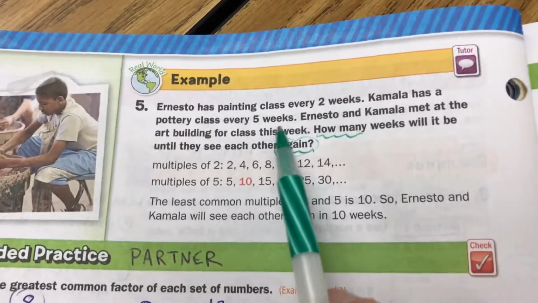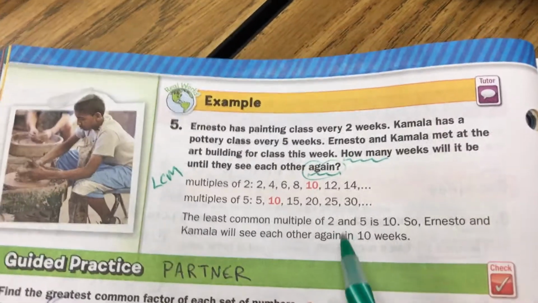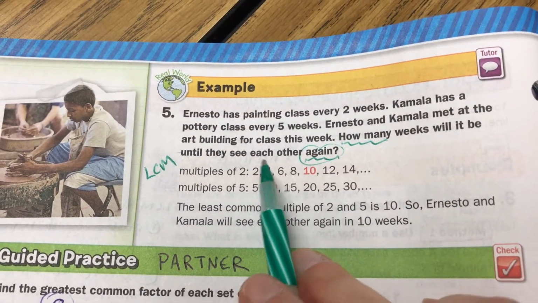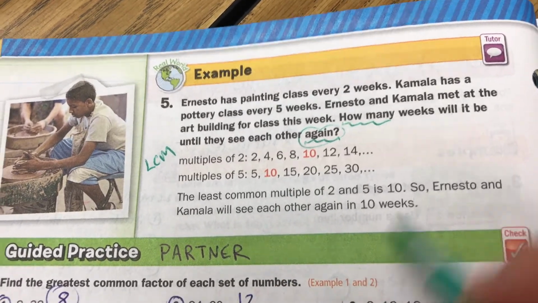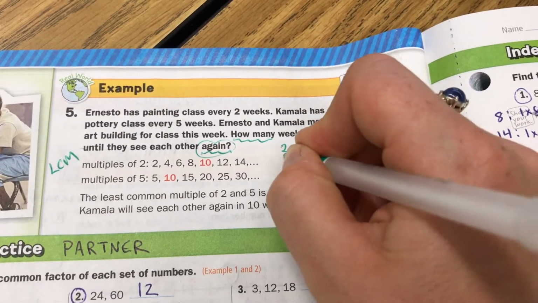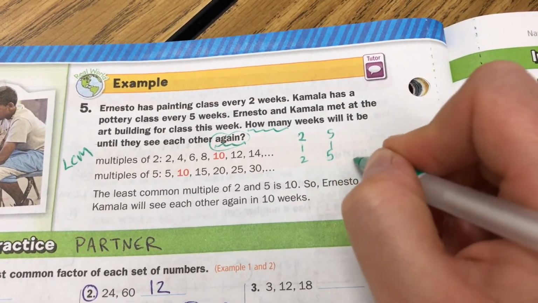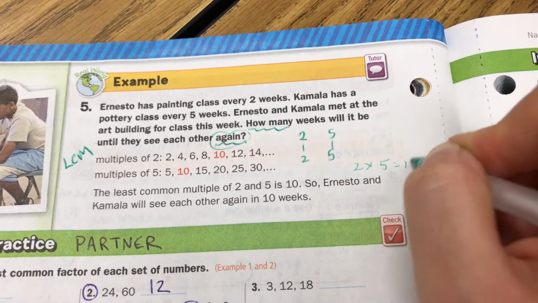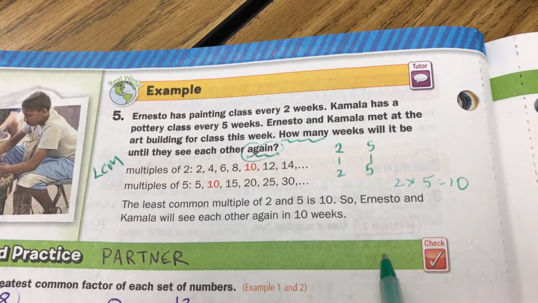So we're trying to find the least common multiple, and this is the list method. So 2, 4, 6, 8, 10, 5, 10. 10 is the least. If you would have done the tree, 2 is prime, 5 is already prime, 2 times 5 is 10. That would have been a lot less work than listing out all of those. So again, the tree method is pretty good.